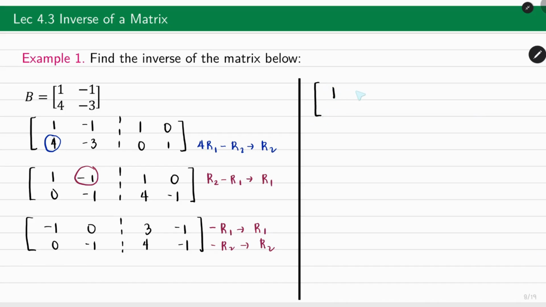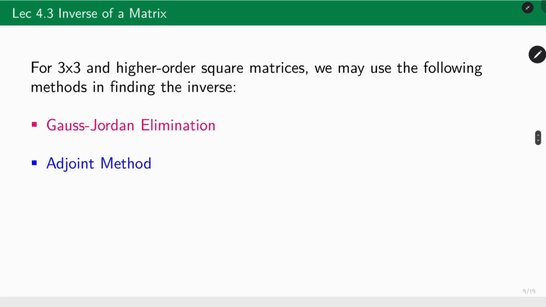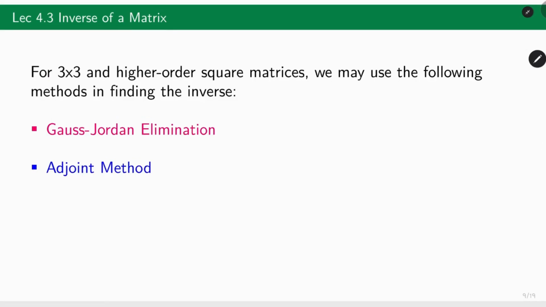We now have 1, 0, 0, 1. And then negative 3, positive 1, negative 4, positive 1. Therefore, what is the inverse of matrix B? This is the inverse. Okay, we have -3, -4, 1, and 1. This is our answer.